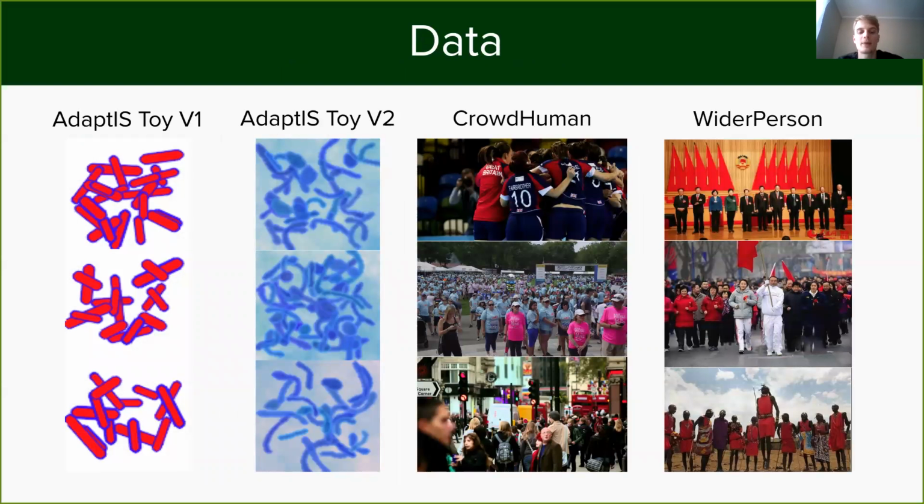We compare our method with existing detectors on 4 crowded datasets. The first 2 were introduced in the Adaptive NMS paper and contain small images with extremely overlapped bacilli-like instances. The last 2 datasets are the well-known CrowdHuman and WiderPerson with crowded scenes with person instances.